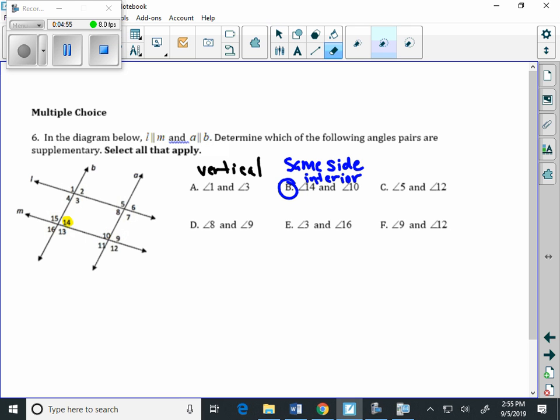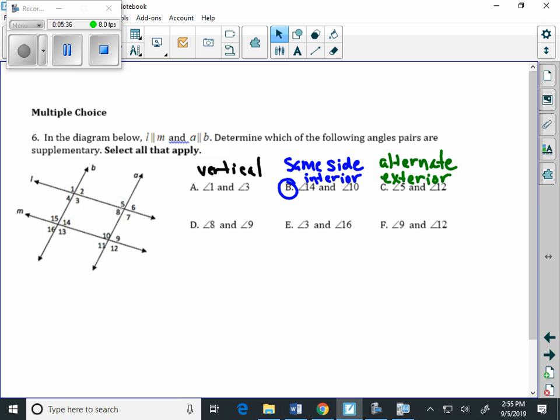Letter C, because we're going to select all that apply, we have angle 5 and angle 12. Angle 5 is here, angle 12 is there. We have two parallel lines cut by a transversal. We have, in this case, alternate exterior angles. And what we know about alternate exterior angles is that they are congruent. So those are not supplementary.